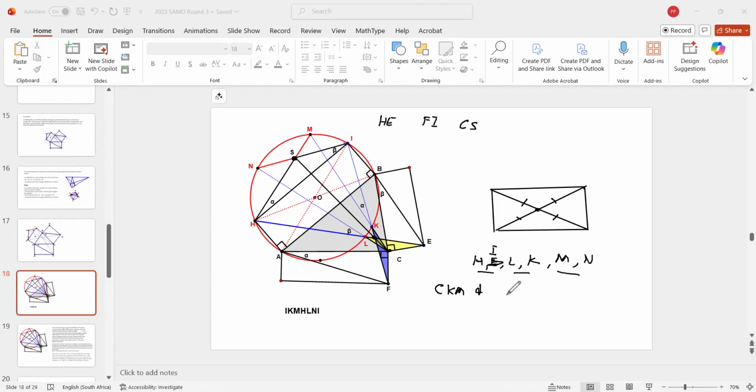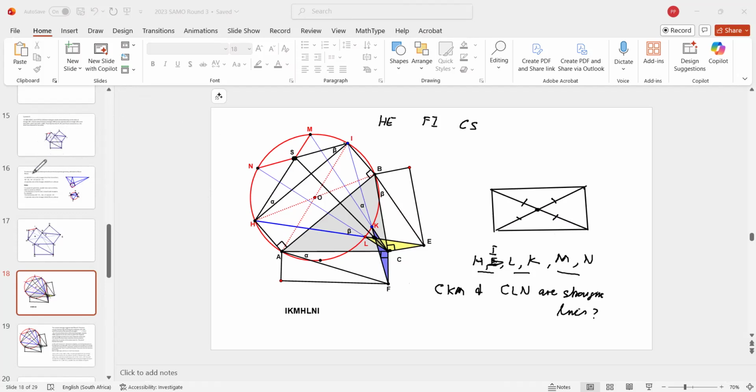CKM, and the other one is CLN. Are these straight lines? So we don't know that. It's like asking whether K belongs to the line CM. All right, so this is what I'm going to show now. Okay.